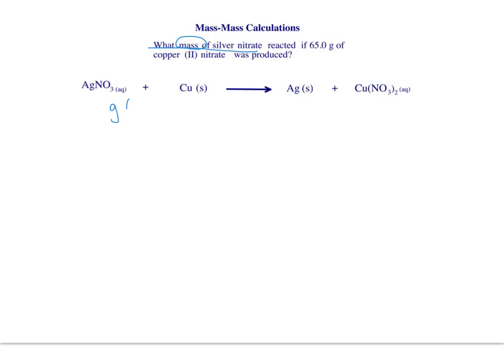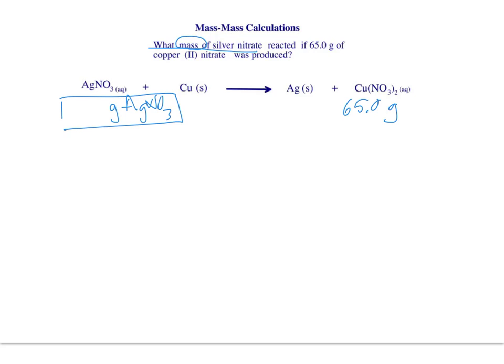So I'm trying to get to grams of AgNO3. There's 65.0 grams of copper 2 nitrate was produced. So I got 65 grams here of copper 2 nitrate is where I'm starting. So in this case, you're given grams to grams.